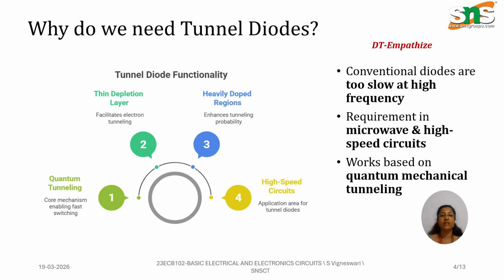So first, why do we need a tunnel diode? Let's begin with a simple question. Why do we need a tunnel diode when we already have a normal PN junction diode? Well, conventional diodes work well for many applications, but they have a limitation. They are too slow at very high frequencies. In modern electronics, especially in microwave circuits, radar systems, high-speed communication, we need devices that respond extremely fast. So this is where the tunnel diode becomes useful. It can operate in the gigahertz range, making it ideal for high-frequency applications.